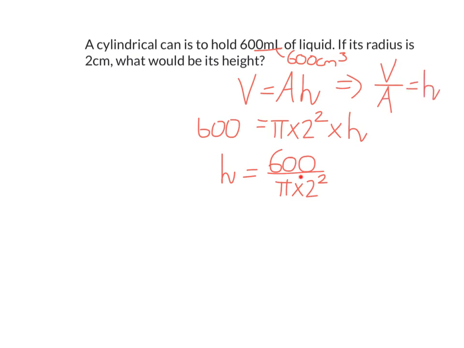So all I need to do is put this on my calculator now. And so if I put that on my calculator, I get about 48.14 centimeters. That would be the height of this prism, so that when you multiply the height by the area of the base, you get 600 centimeters cubed or 600 mils. All right, that's all for measurement. Let's move on to percentages.